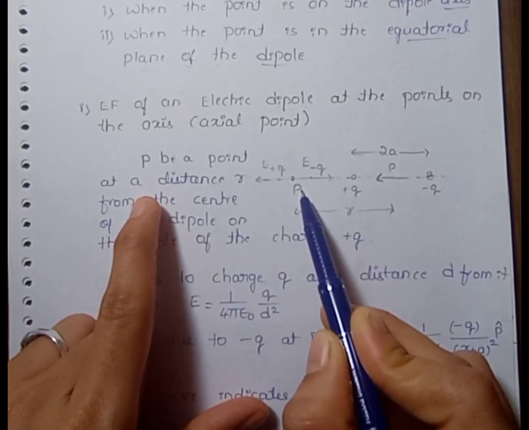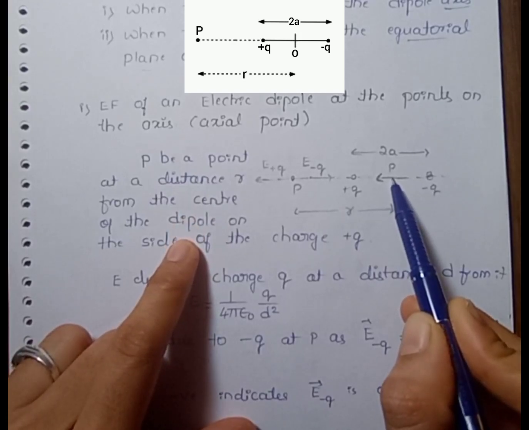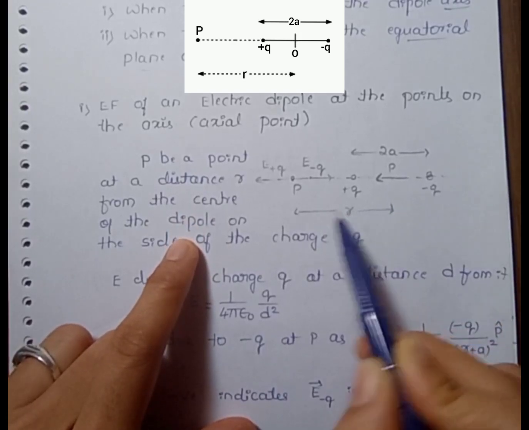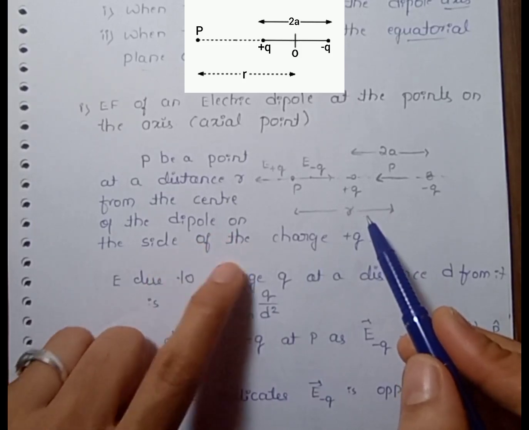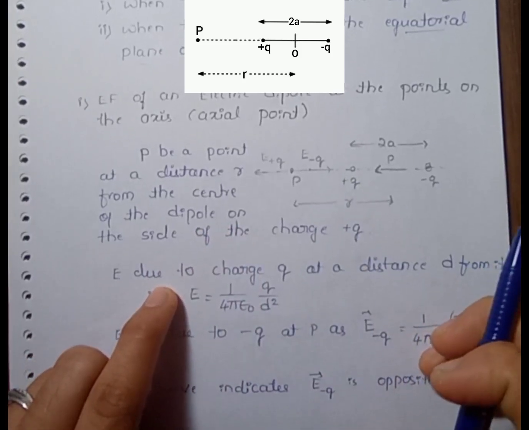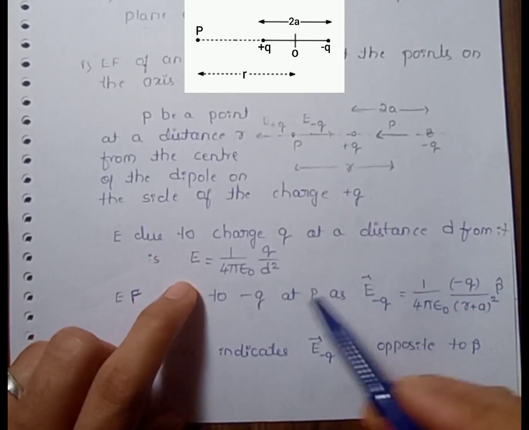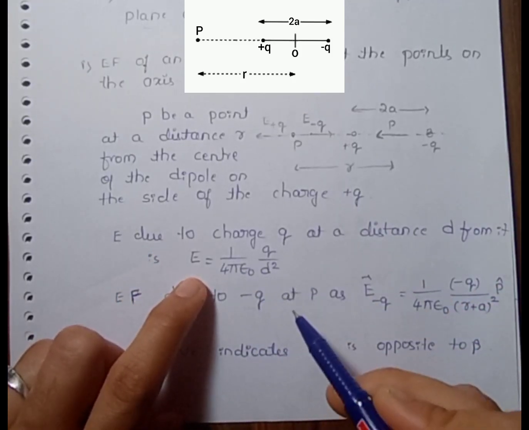P is a point at a distance r from the center of the dipole. From the center, we imagine the point P at distance r, on the side of the charge plus q. Electric field due to the charge q at a distance d from it can be written as 1 by 4 pi epsilon naught q divided by d square. Now what we have to do?